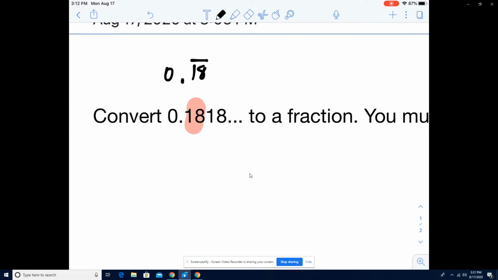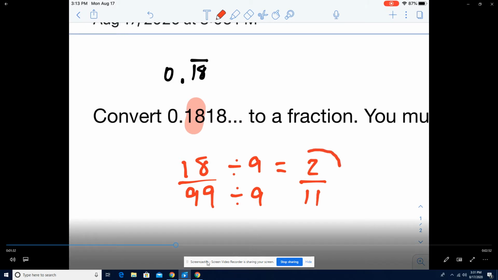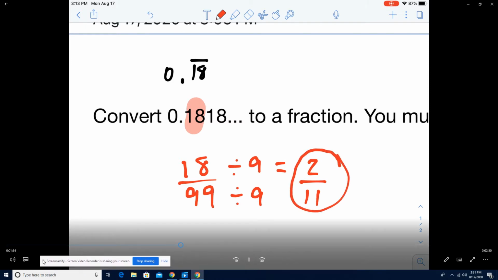So once I know that, I'm going to take the 18 and write it over 99. And then I have to check, does this reduce? Is it as small of a fraction as it can be? In this case, it's not, because 18 and 99 are both divisible by 9. So I'm going to divide both the top and the bottom by 9. 18 divided by 9 is 2. 99 divided by 9 is 11. So the answer that you're going to look for is 2/11. That will be the only accepted answer.